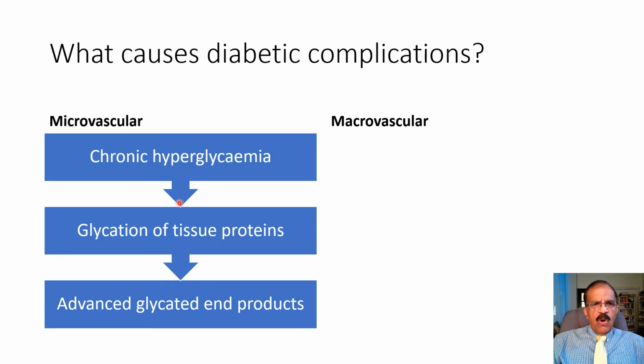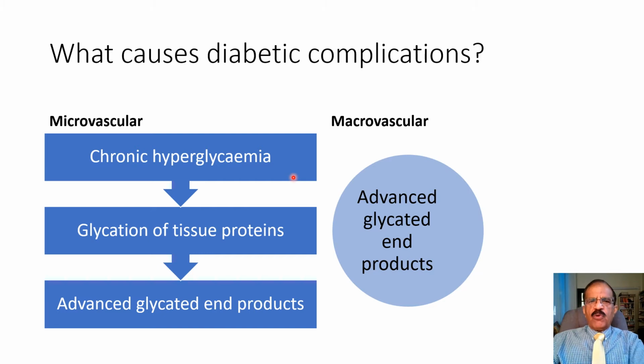But as things go on, advanced glycated end products are made, and this is a kind of irreversible. So as time passes, something which is reversible becomes more and more irreversible, and then complications occur. Very unfortunately, once microvascular complications occur, we cannot revert them, at least to a significant extent. But we can certainly control them if we can maintain normoglycemia or near normoglycemia.